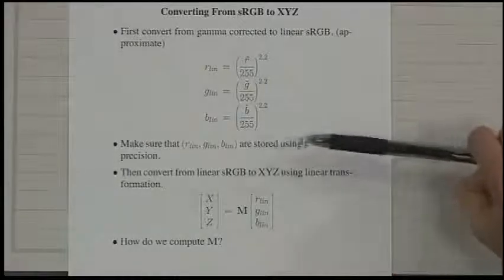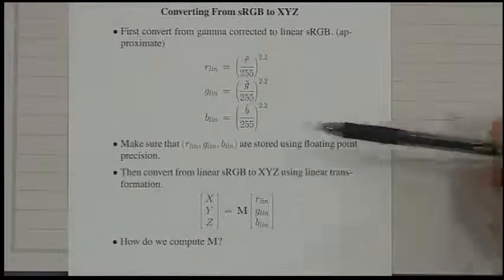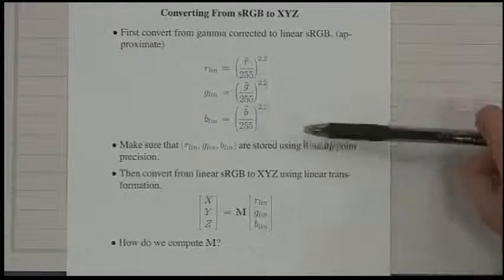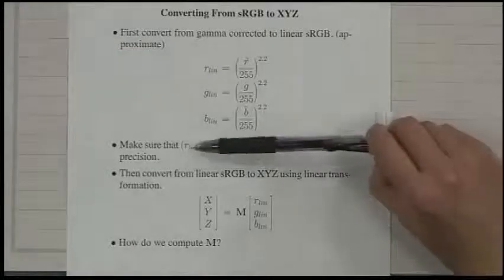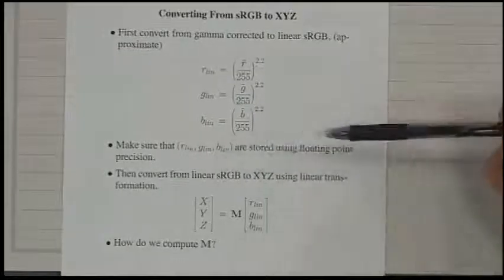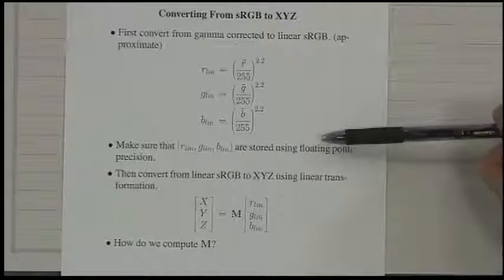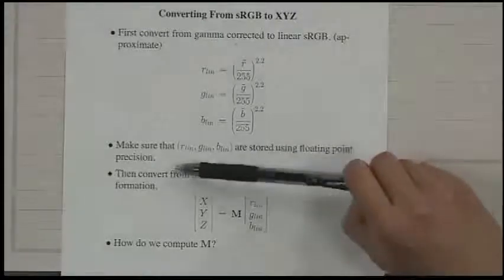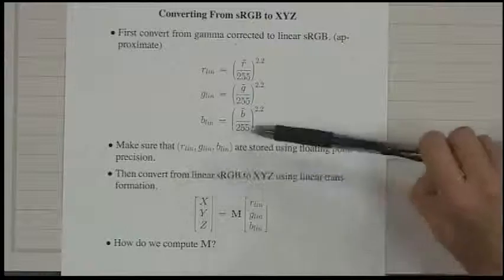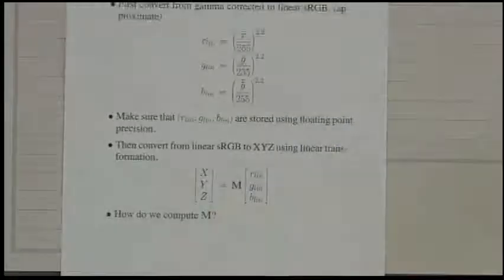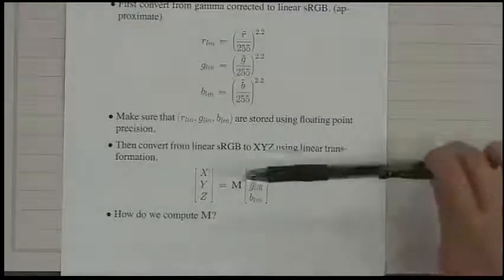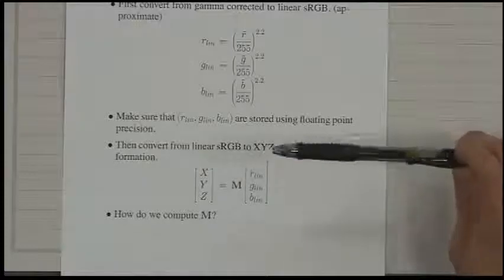One point that is very important to make here is that when we perform this kind of conversion, we need to make sure that this R linear, G linear, B linear should be stored and manipulated using floating point precision. Does that make sense? So you understand why we want floating point, right?